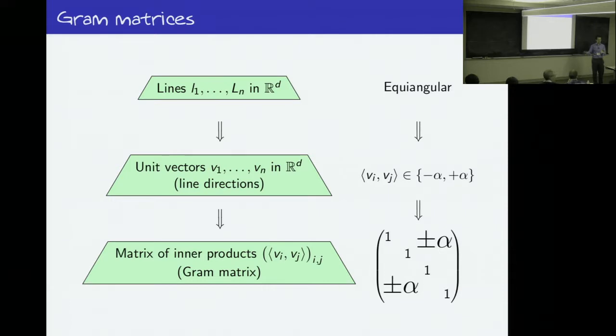And really, this is more or less reversible. If I establish a matrix like this with extra properties, positive semi-definite, then with a bit of linear algebra, it's easy to see I can actually recover the unit vectors which correspond to lines with the angles being the same. Okay, so how do we translate the condition about the number of lines and their dimension?